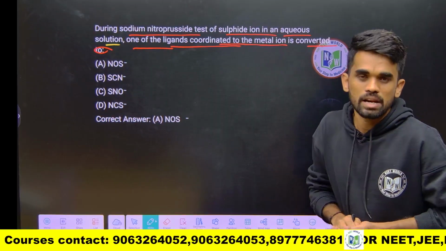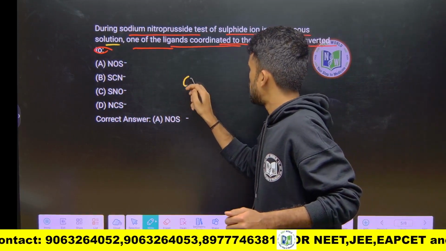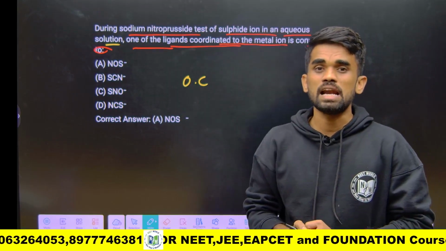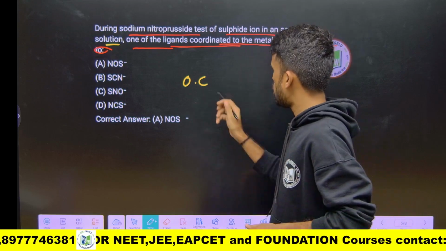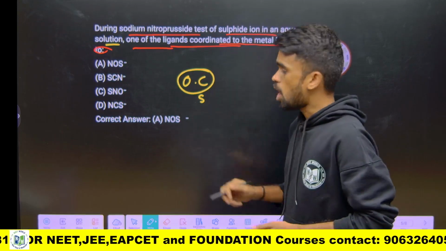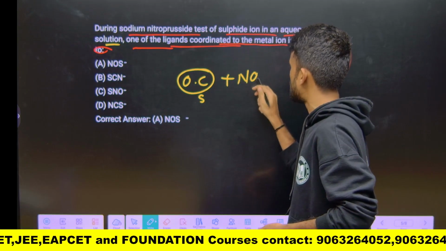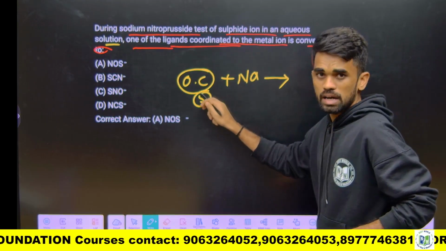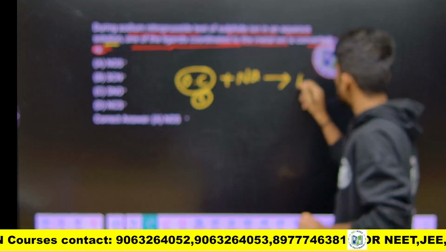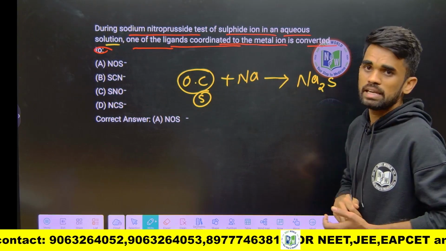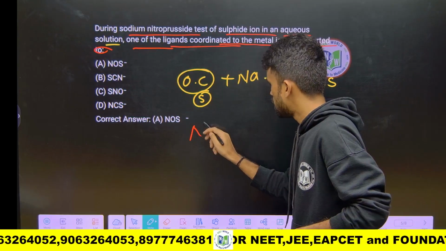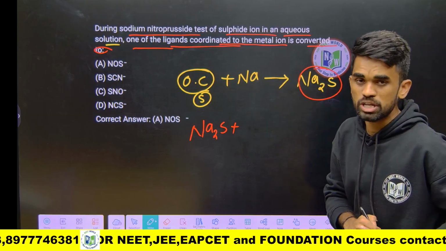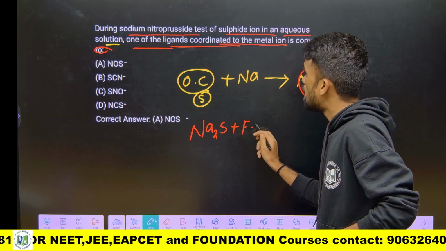So now what do we do in the nitroprusside test? First of all, we will be taking organic compounds. Generally the nitroprusside test is used to identify sulfide ions, the sulfur atoms. Now an organic compound containing sulfur, upon treating with sodium metal, this is what the sodium fusion extract we are preparing, the sulfur present in that organic compound converts into sodium sulfide, Na2S. So this sodium sulfide, which we got from the sodium fusion extract, we are treating with nitroprusside.